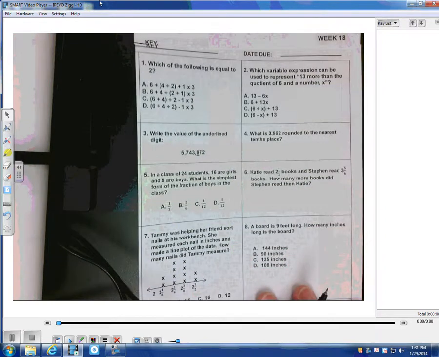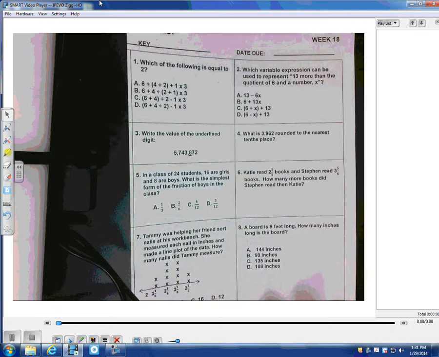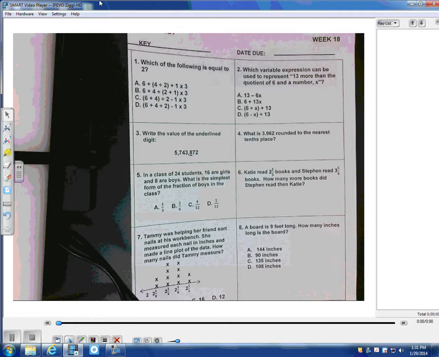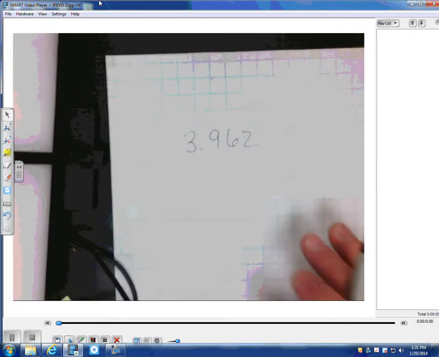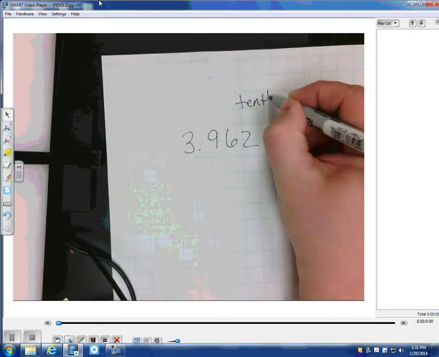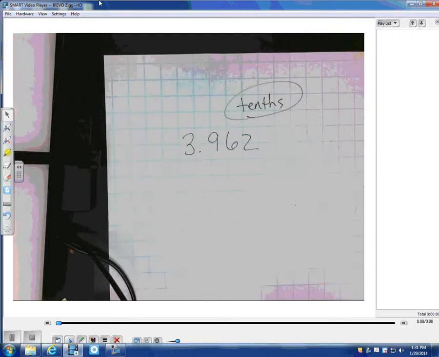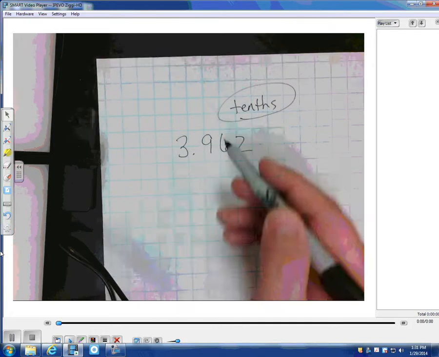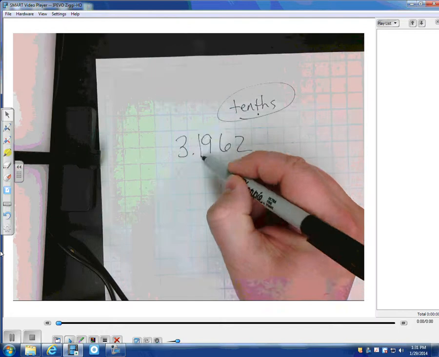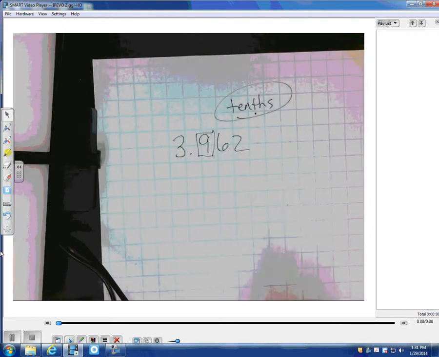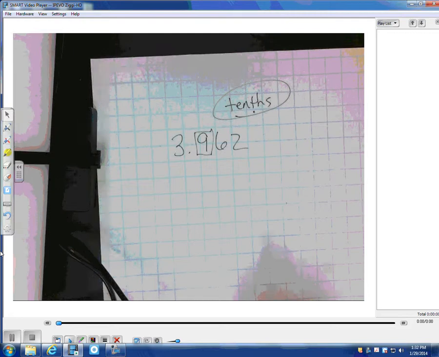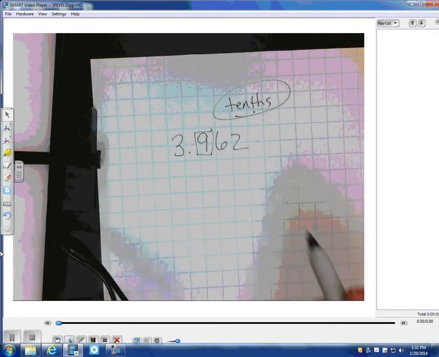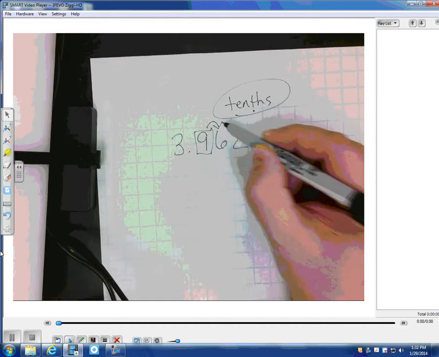And then number 4. Number 4 is, what is 3 and 962 thousandths rounded to the nearest tenths place? So I have 3 and 962 thousandths, and I'm rounding it to the tenths place. Whenever I'm rounding a decimal, I first need to identify the place. I know I'm rounding to the tenths place, so I'm going to put a box around my 9. That 9 is my tenths place, and I'm going to look to the right, which is my 6.